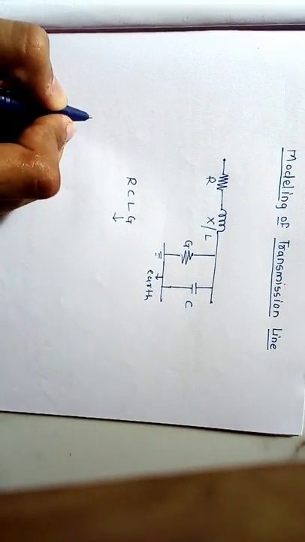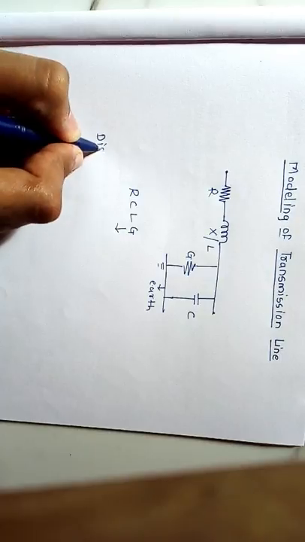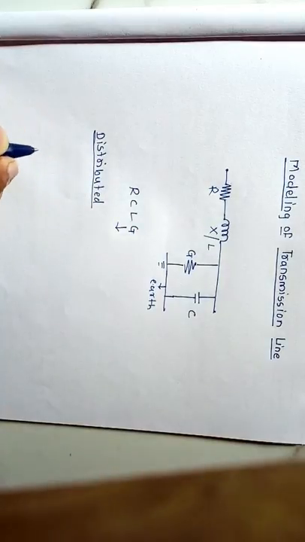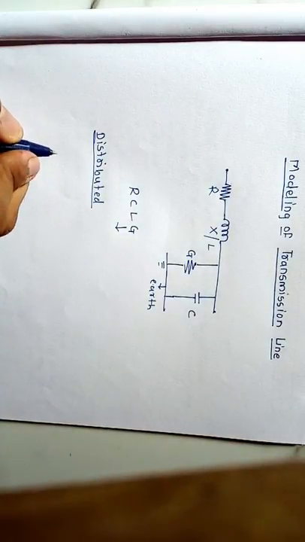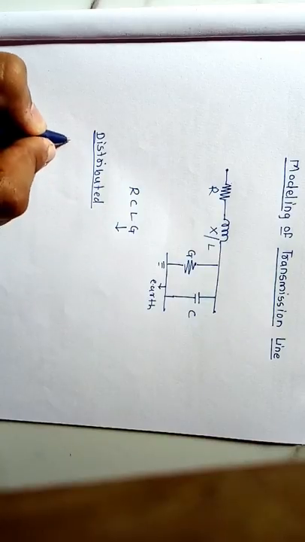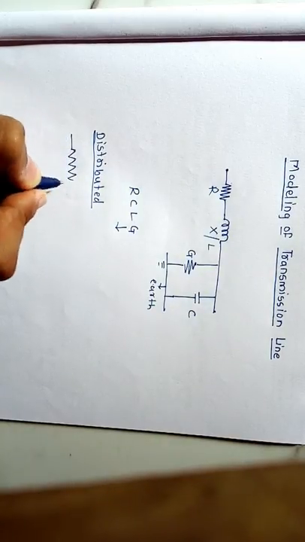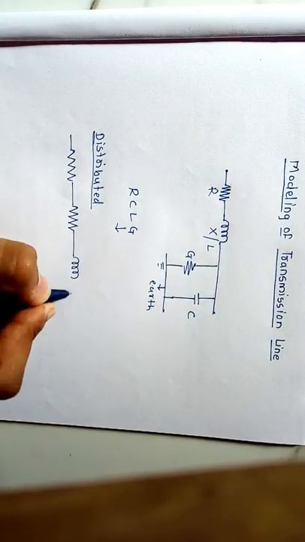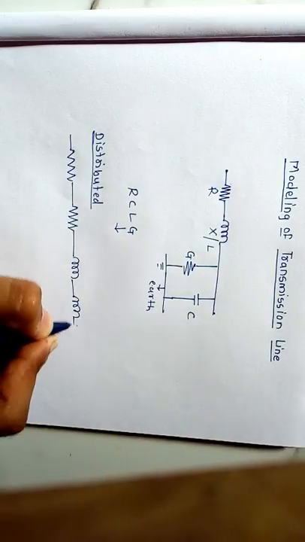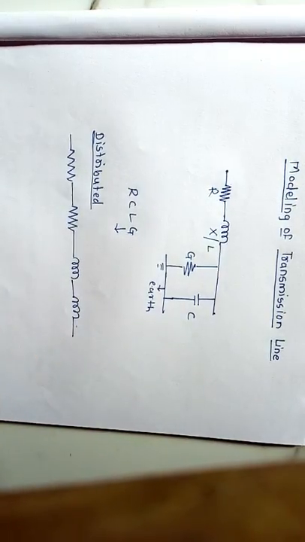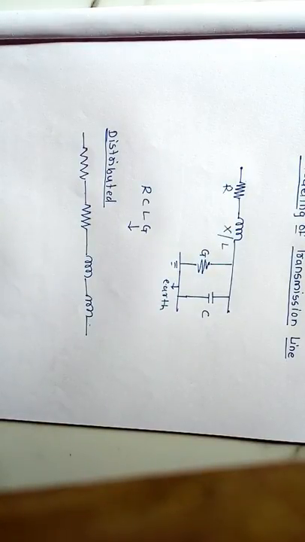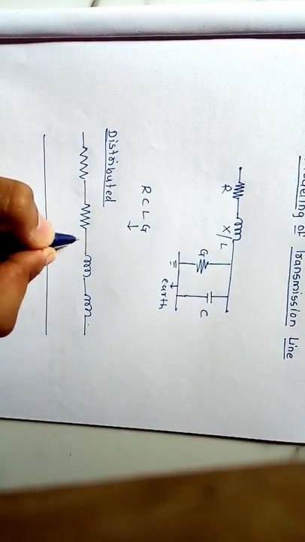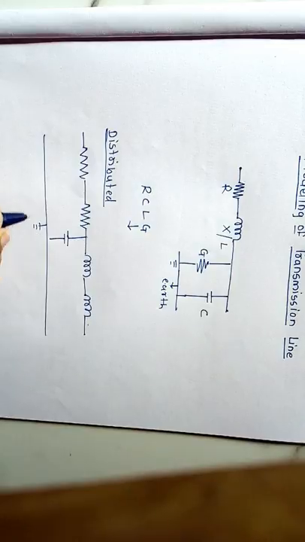Next, we can consider this line can be distributed. Any line is distributed line. So the meaning of this is, we will have resistance distributed over a long distance. In series, we will have some inductance distributed over a long distance. If we have a line with 100 km length, we will have the resistance and inductance distributed over the long distance. And with respect to ground, we will have some capacitance in between, distributed over a long distance.